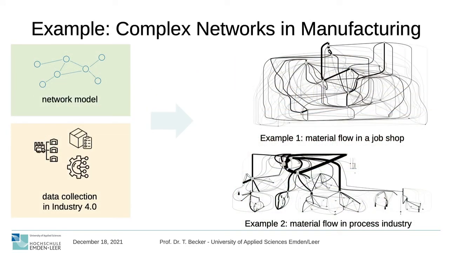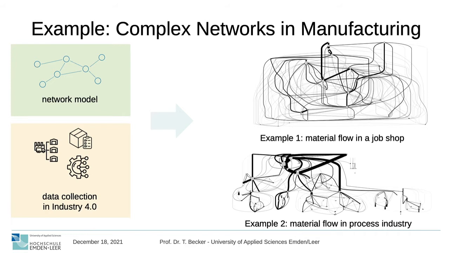Let's look at an example from my personal research. This is about complex networks in manufacturing. If we want to work with such a type of network model, we need two components. First of all, we have to select the network model that we want to use. And in this case, it's just the graph that represents the material flow on the shop floor.